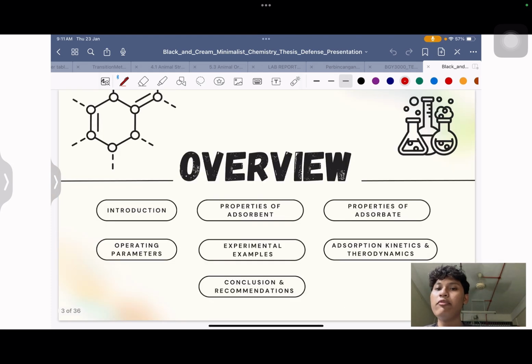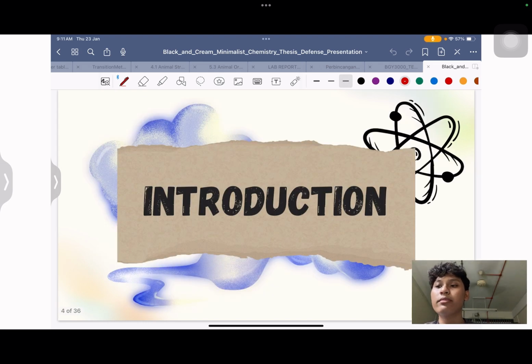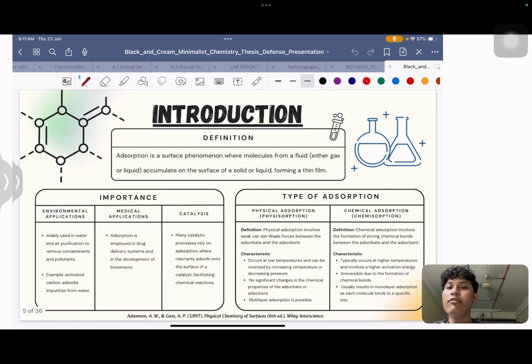This is our overview. We will discuss the introduction, properties of adsorbent, properties of adsorbate, operating parameters, supplemental example, adsorption kinetics and thermodynamics, conclusion and recommendation. So we move on to the introduction. So, the definition of adsorption.